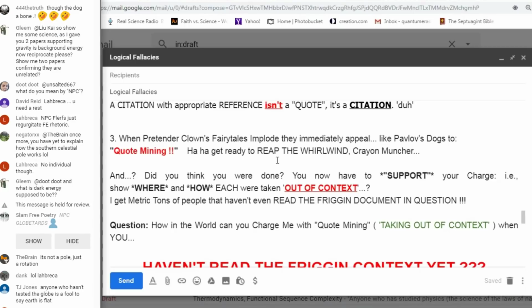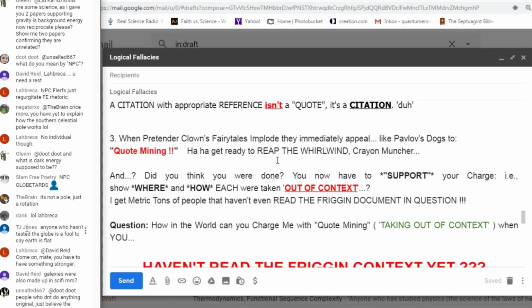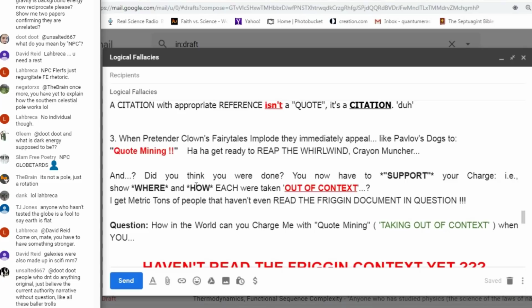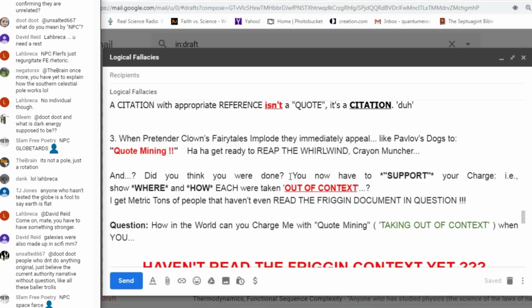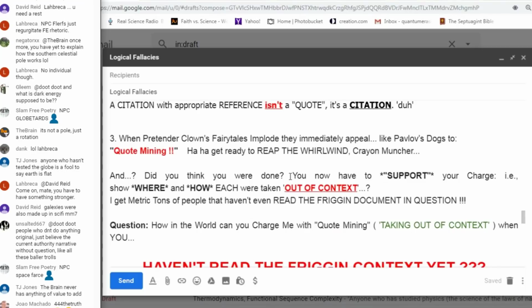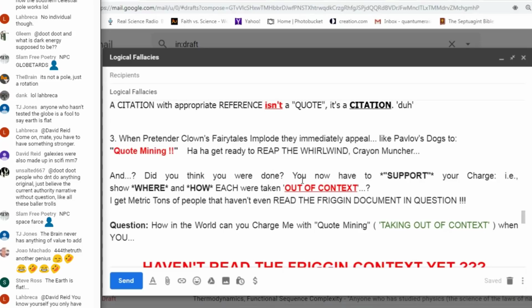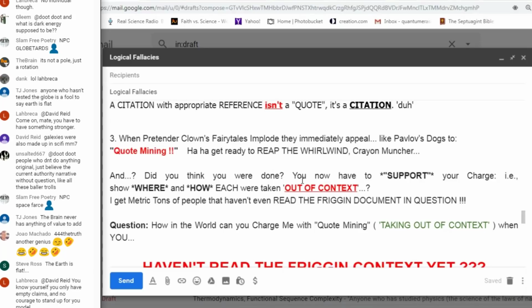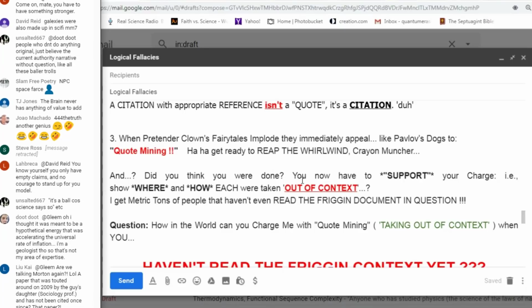mining. And like I said, I yearn for it. So get ready to reap the whirlwind if you haven't already. Crayon muncher. This is my response. And did you think you were done? You now have to support your charge. That means you have to show, as soon as you say quote mining, you now have to support that claim. You understand there's claim support other than village idiots. You understand that when you make a claim, you have to support it. Just because you say it doesn't make it so. You have to support it.